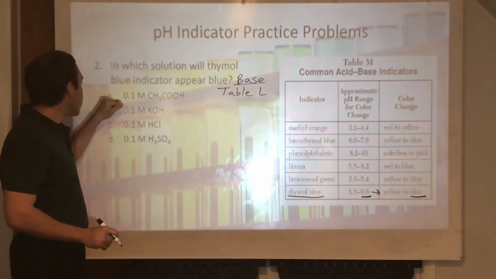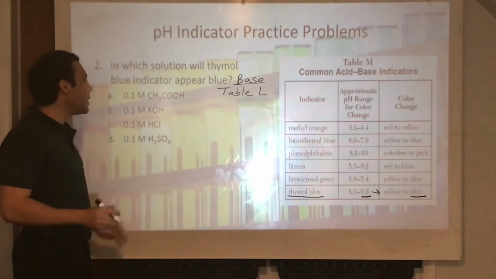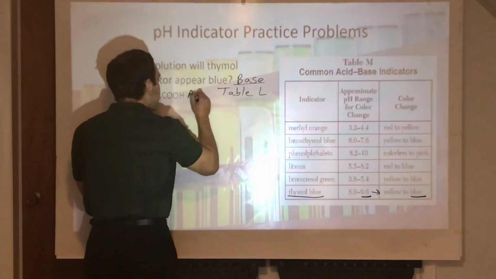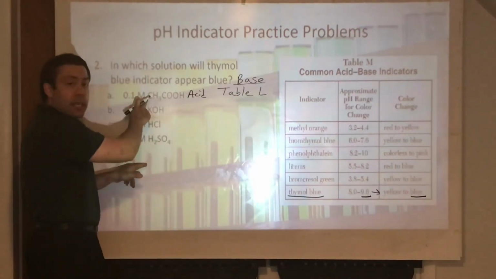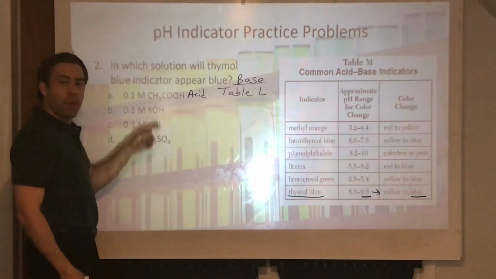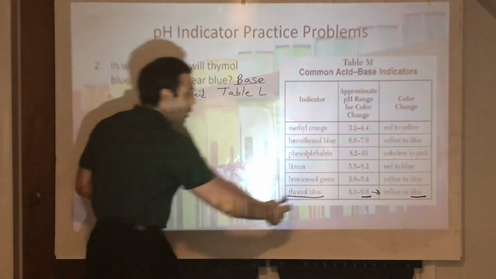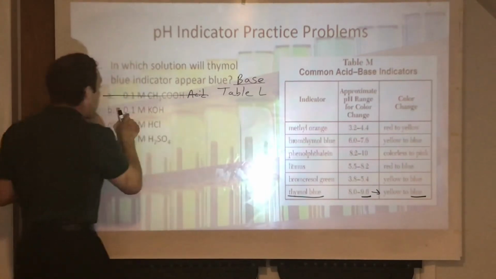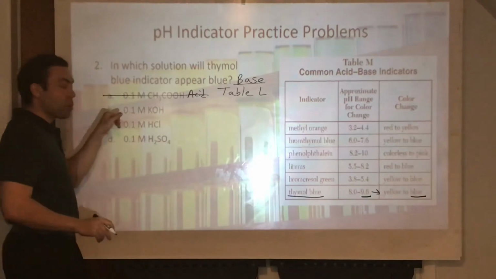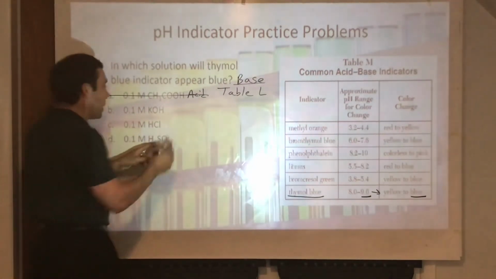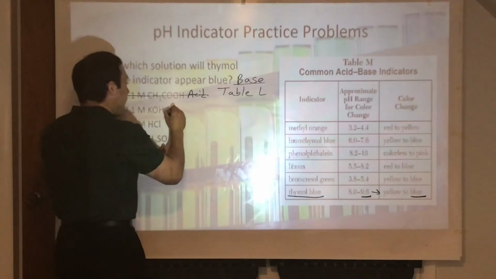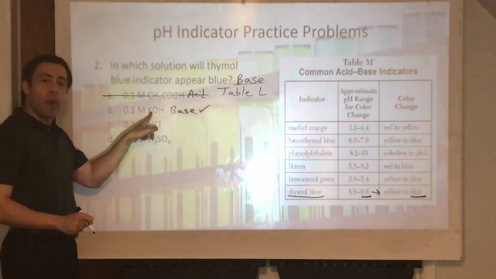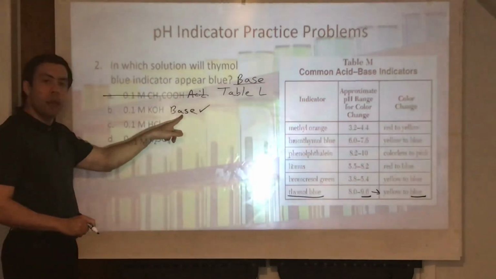If we look through the choices, letter A, 0.1 molar CH3COOH, that's acetic acid or ethanoic acid. In that case, the acid would have a pH value of less than 7. So thymol blue would be yellow. Can't be choice A. 0.1 molar KOH for choice B. That's a base. That's on Table L. This is potassium hydroxide. It's the second one down on Table L. So this could be the correct answer.